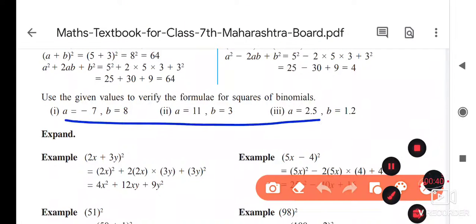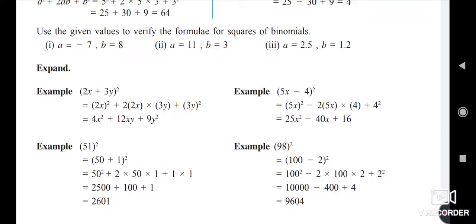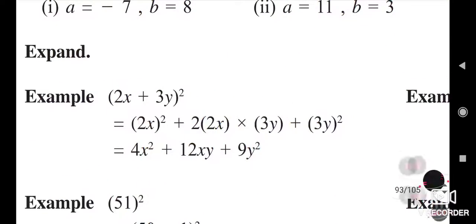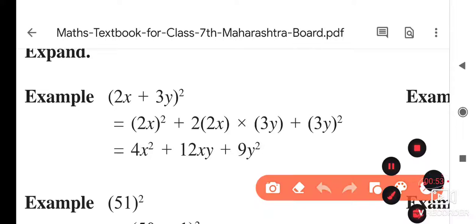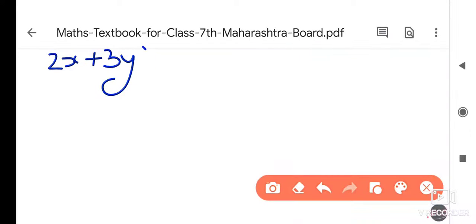Yesterday I showed you how to verify these formulas, and I told you to verify by putting values in place of a and b. So here questions are given to us. What is the question given to us? (2x plus 3y) whole square, we have to expand this. So how to expand this?